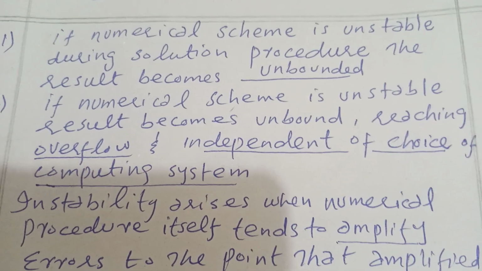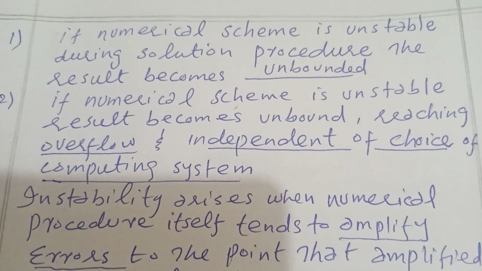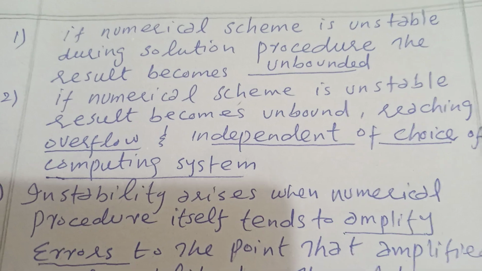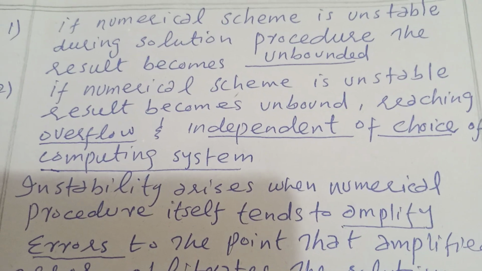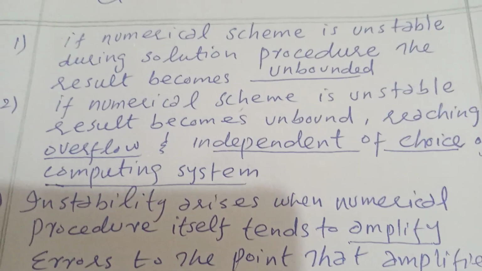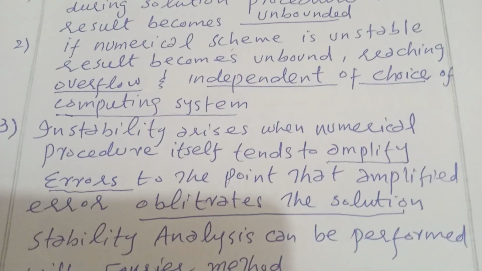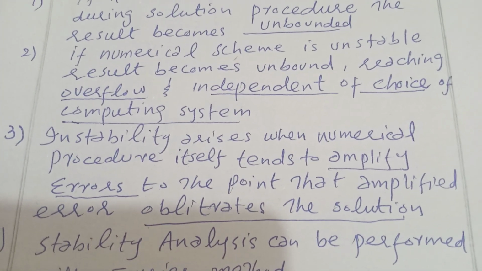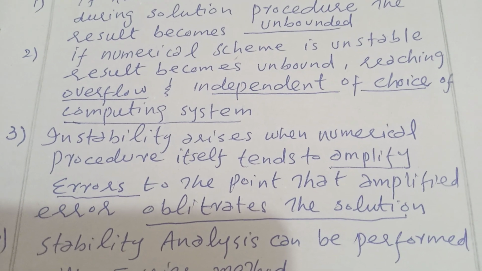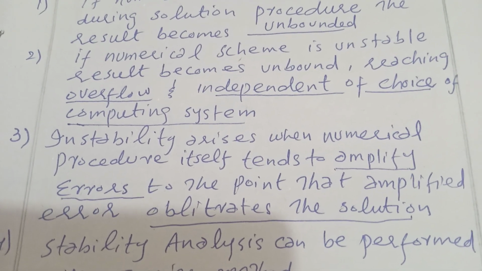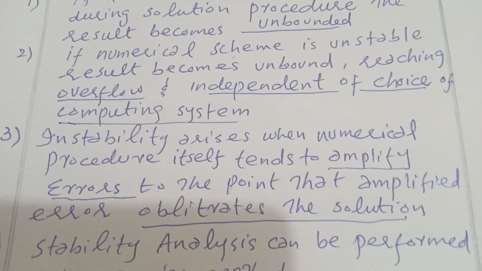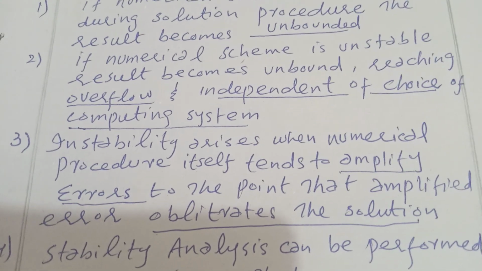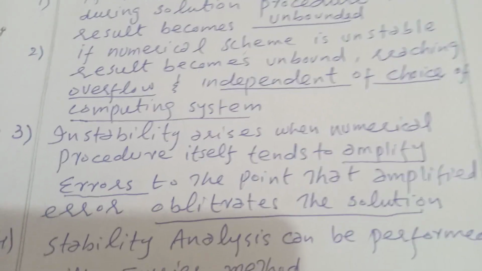The first MCQ is, if a numerical scheme is unstable during the solution procedure, then the result becomes unbounded. Number second is, if a numerical scheme is unstable, the result becomes unbounded, reaching overflow and independent of the choice of computing system.